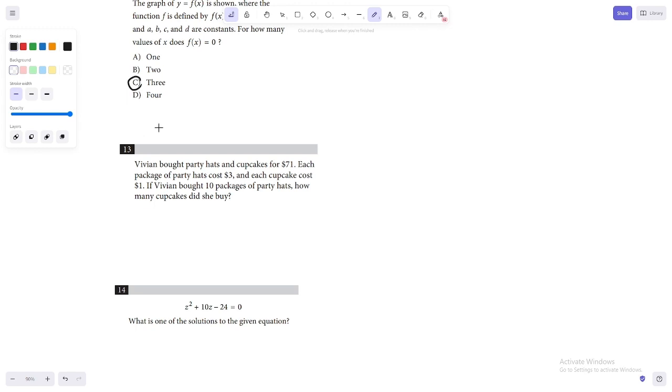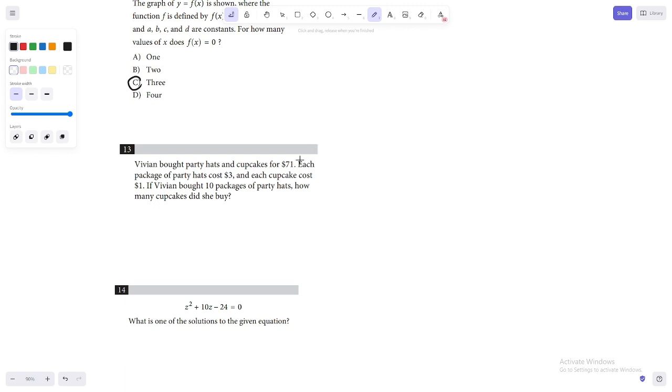Now, question number 13. Vivian bought party hats and cupcakes for $71. Each package of party hats cost $3 and each cupcake cost $1. If Vivian bought 10 packages of party hats, how many cupcakes did she buy? Now, don't let package of party hats confuse you. We aren't going to count them anyways. So let's set out the equation.